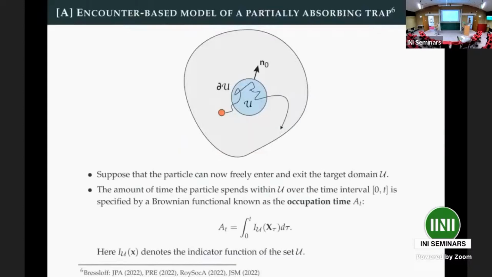Okay. So yesterday I spent a lot of time talking about encounter-based models, and there's something very subtle about it when you combine it with resetting. But let me just quickly go through that and remind you what I talked about yesterday. Look at the situation in which I have a single target, and when I'm inside the target, I build up contact time with the target, which is given by the Brownian functional, the occupation time, and I'm going to say absorption occurs once the occupation time exceeds some randomly generated threshold. So I talked about this a lot yesterday.